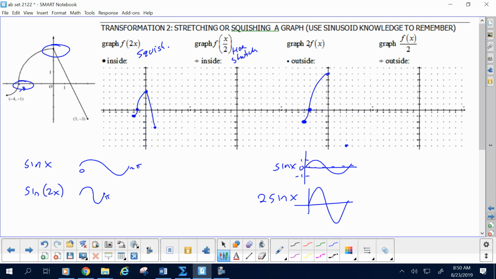Okay, cool. And then, so what will that do? This is vertical stretch. What will dividing by 2 do to f? Vertical stretch. Okay. All right, cool.